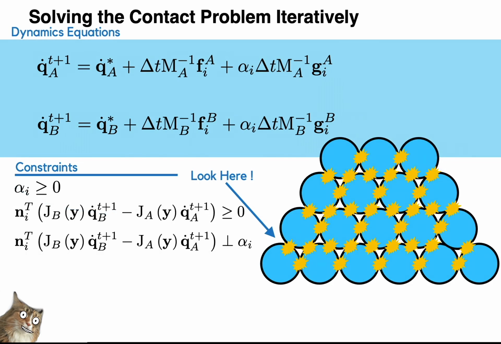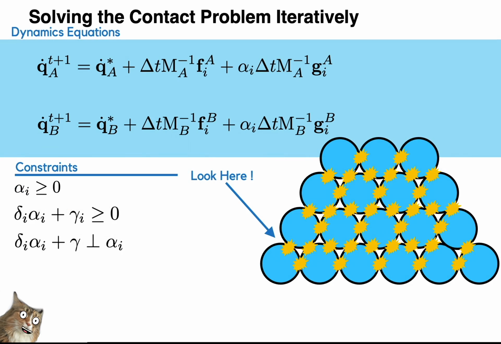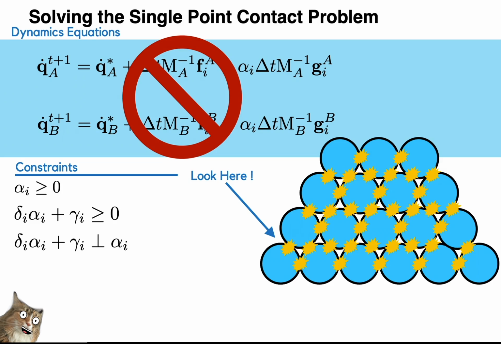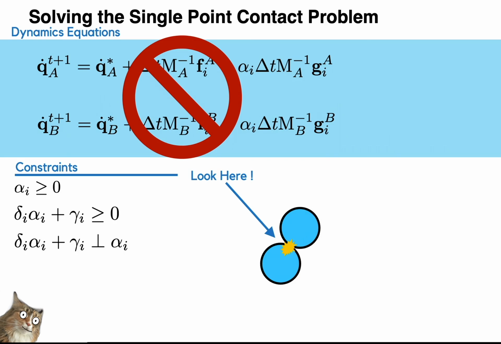And now we can replace this system of contact constraints with this equivalent set, which is expressed entirely in terms of alpha sub I, the magnitude of the current contact we are examining. Better still, we no longer need these update equations because we folded them into delta sub I and gamma sub I, our new variables. All that remains is to find a value of alpha sub I that satisfies our constraints. And this is equivalent to solving a single point contact problem for the ith contact.